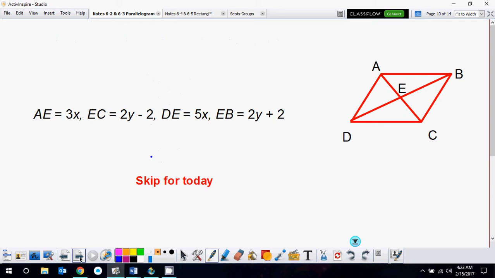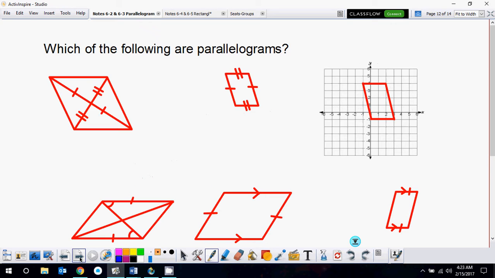The next two we're going to skip for today. We'll do those next time. For the last one, we've got to figure out which of the following are parallelograms. So we need to look at those lists of 4 properties. Plus, remember, we said the other way that you could prove that you have a parallelogram is that you've got one pair of sides that are at the same time both congruent and parallel. So I'll give you some time to circle whichever ones you think are parallelograms, and then you can continue the video.